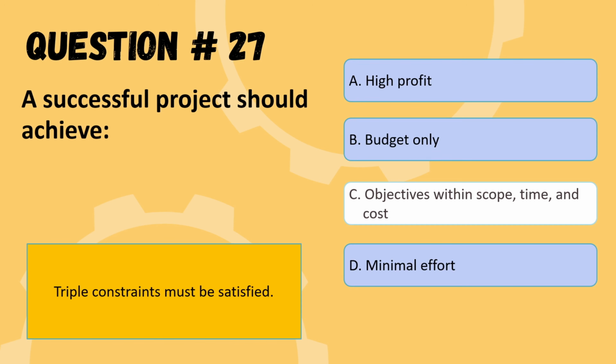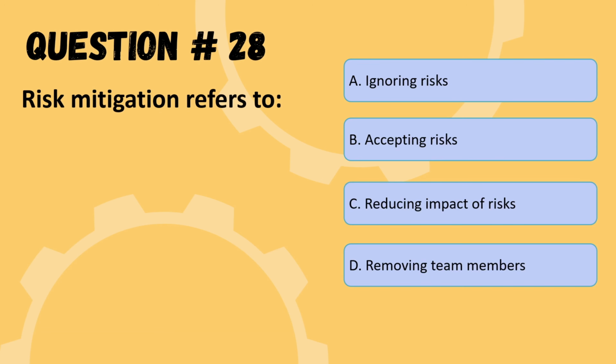So we are moving to the next question. Next question is, risk mitigation refers to: ignoring risk, accepting risk, reducing impact of risk, or removing team members. So the correct option is reducing impact of risks.